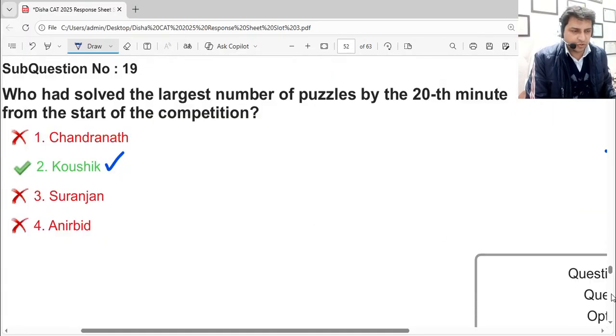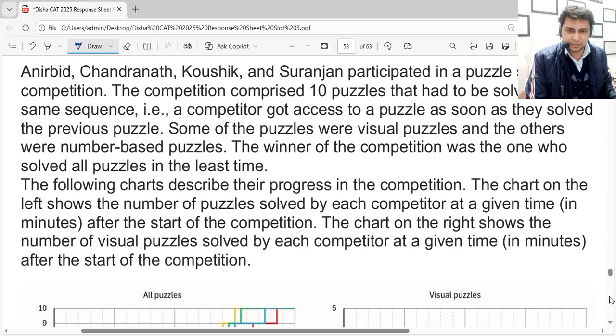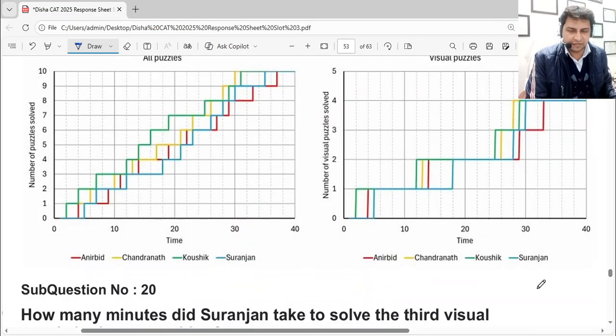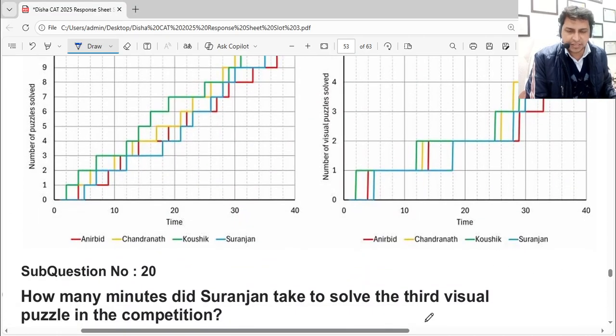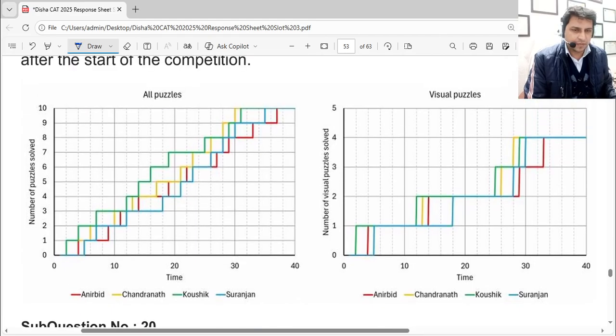Let's look at the next question. We need to see the graph and the question. How many minutes did Suranjan take to solve the third visual puzzle? Now we have to identify which is the third visual puzzle because they all have the same puzzles 1 to 10. So let's look at the graph on the right hand side.